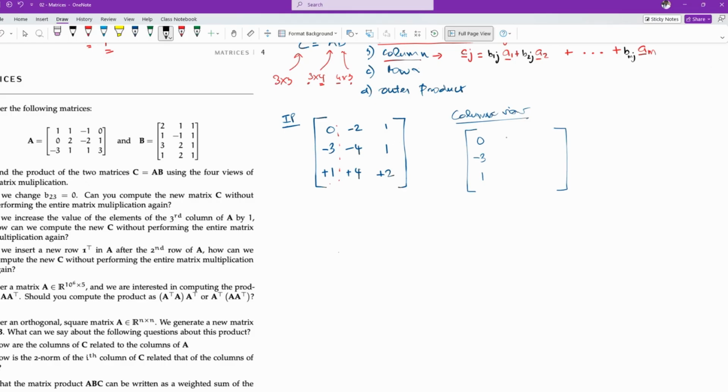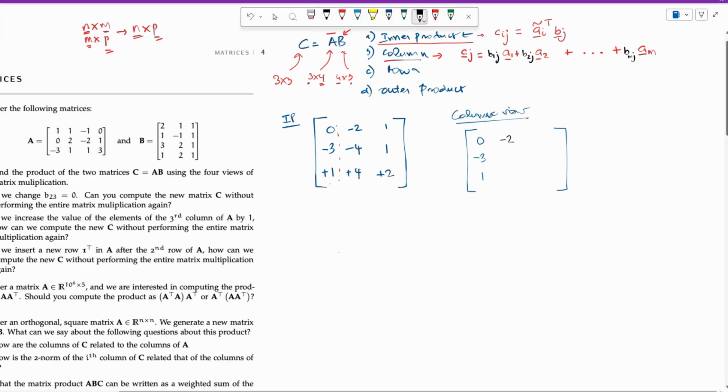Second, what is the second column? Minus 2 minus 4. That's okay. And third one. Third also matches.